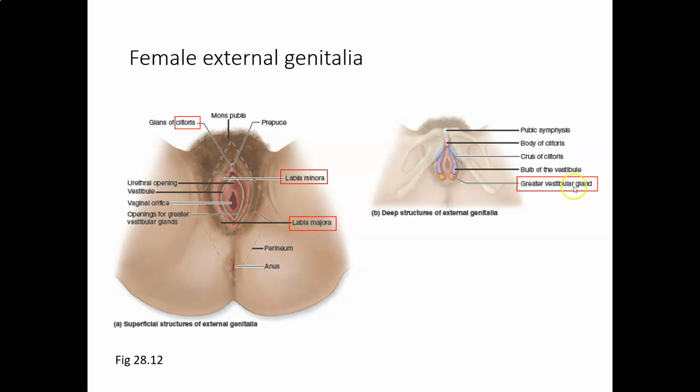a greater vestibular gland that is buried underneath. It actually secretes mucin for lubrication, and it's homologous to the male bulbourethral gland, which also secretes mucin, basically lubricating for the sperm to travel through. This provides lubrication for the male genitalia to go into the vagina during sexual intercourse.